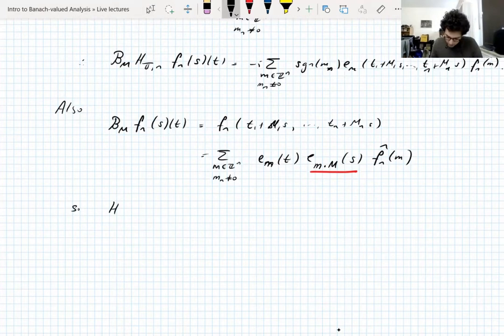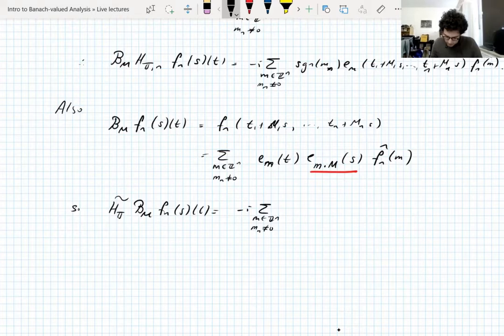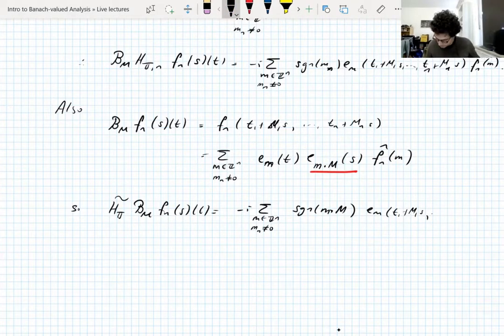So when we take this Hilbert transform in the s variable, you get minus i sum over all the stuff, and you get the sign of m dot capital M, times the relevant complex exponential, times the Fourier coefficient.